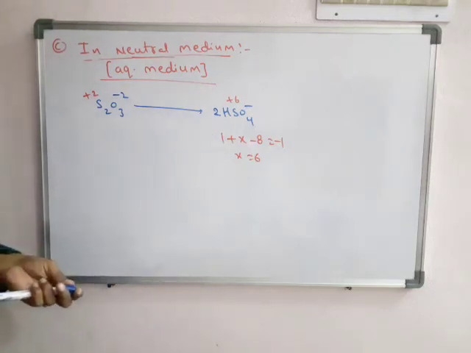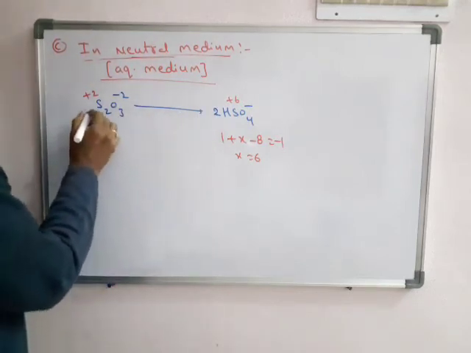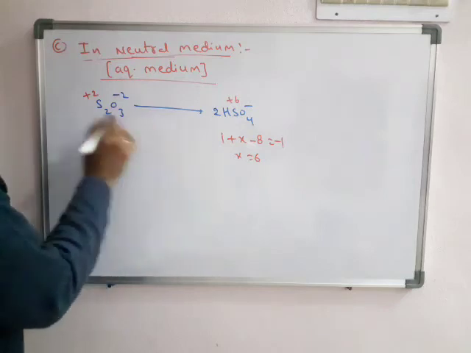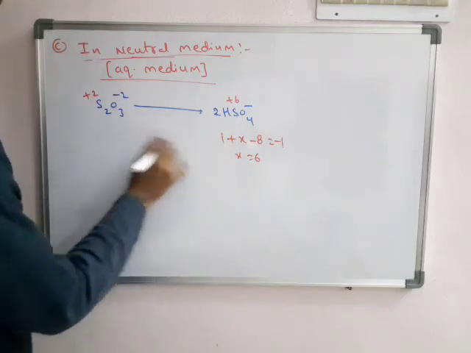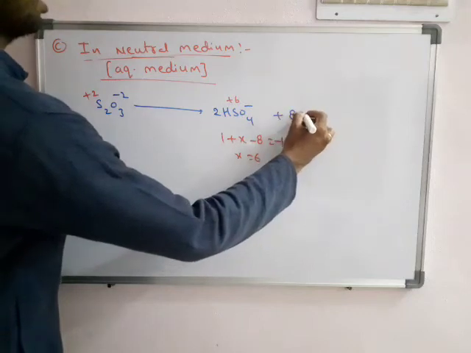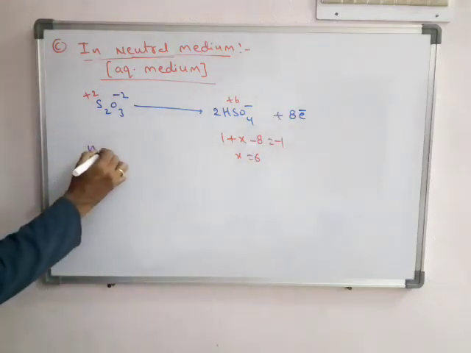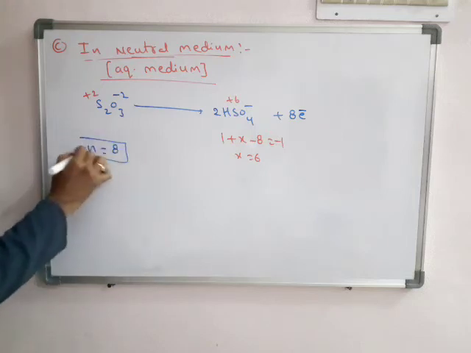Again here we are getting the same number of electrons. That is plus 2 to plus 6. Like the 2 sulfurs are changing from plus 2 to plus 6, 4 electrons. Plus 2 to plus 6, 4 electrons. Again same change. So therefore n factor is equal to 8.